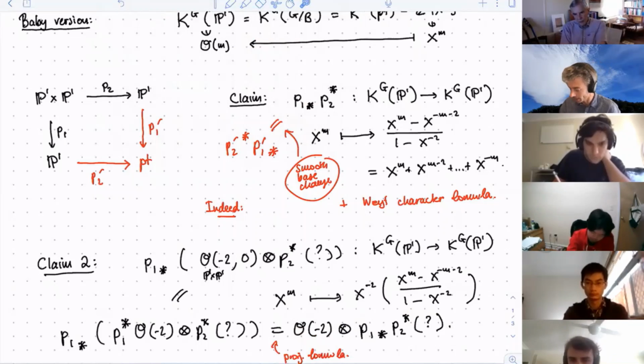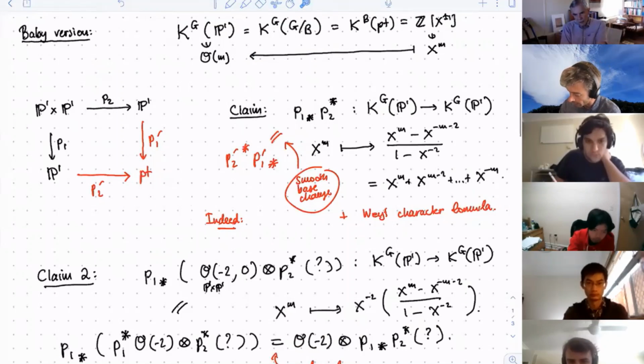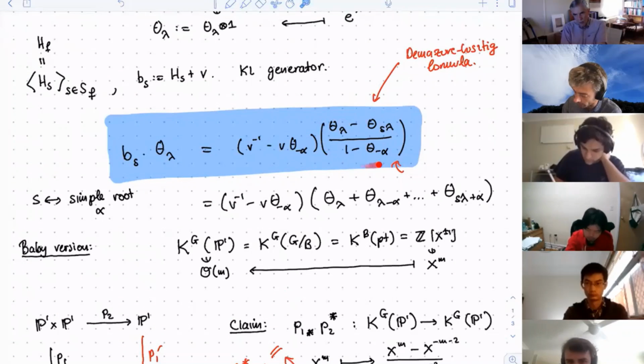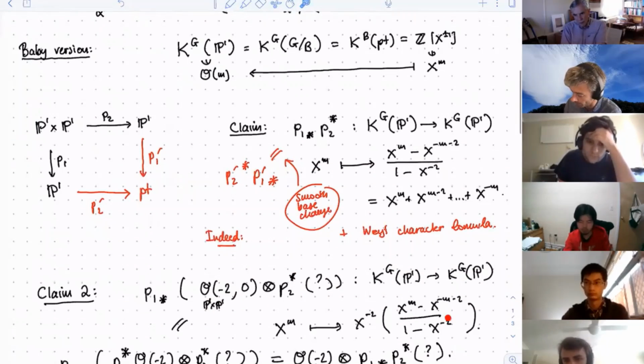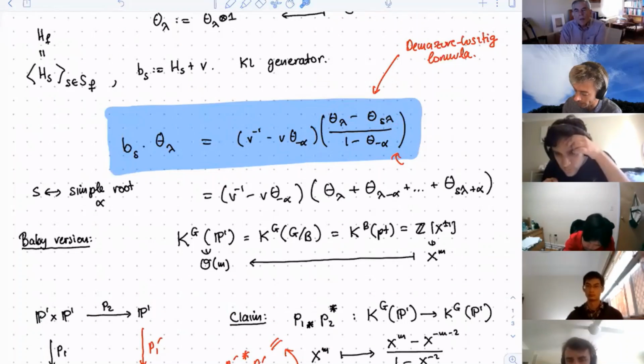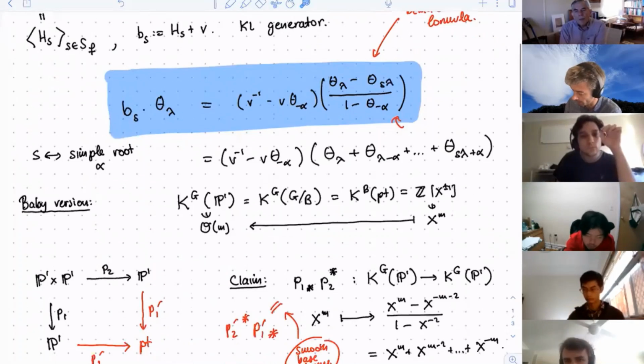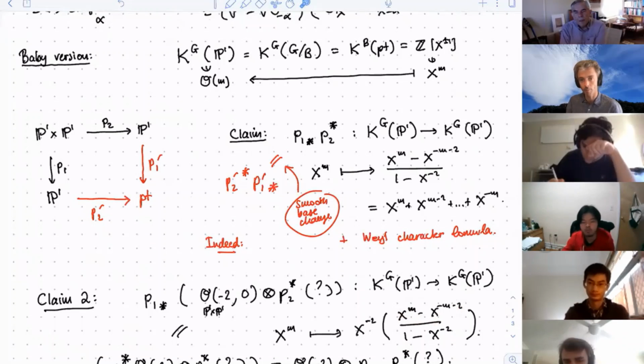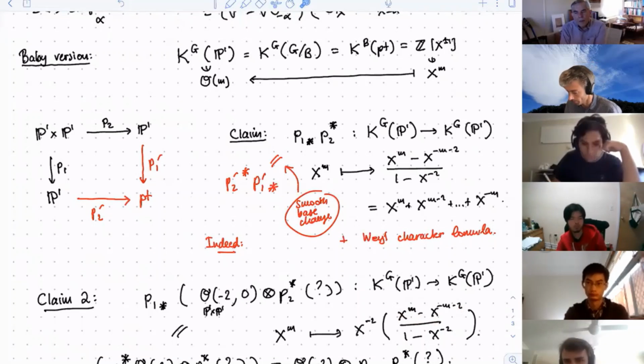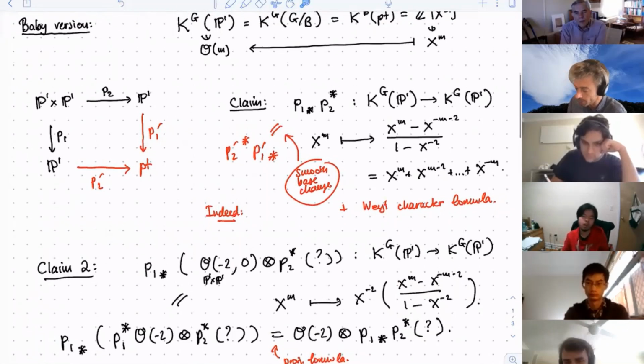So this is really not very tricky, but I just want to point out that this factor here is looking quite a lot like this factor here for SL2. It's not quite the same, but it's looking pretty similar. Like if we wanted to write this for SL2, this would be 1 minus x to the minus 2. So we have our denominator. And this numerator would be x to the m minus x to the minus m. And so we're slightly off, but it's looking promising. So that was our baby version.